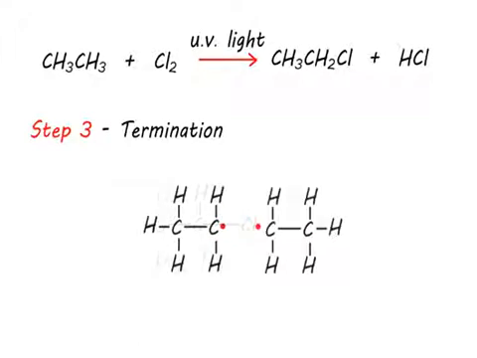2 alkyl radicals can come together and form a longer chain alkane. In this case, butane is produced. Radical reactions are difficult to control and will inevitably produce a plethora of products as well as the desired product.